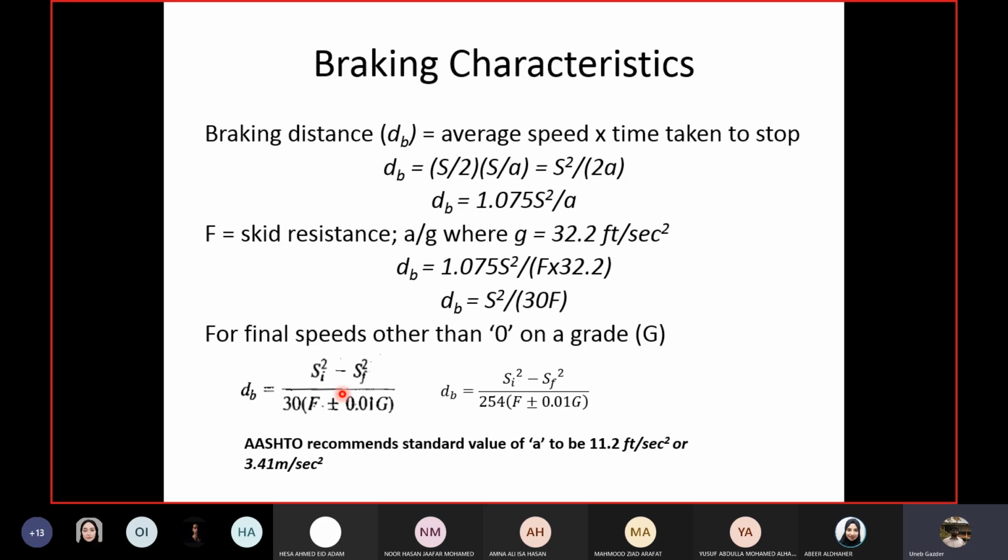So you have equations in two different units. The one on the left-hand side is for where the speed should be in miles per hour. The one on the right-hand side gives the distance in meters, where the speed is in kilometers per hour. And the conversion factors are part of the equation.